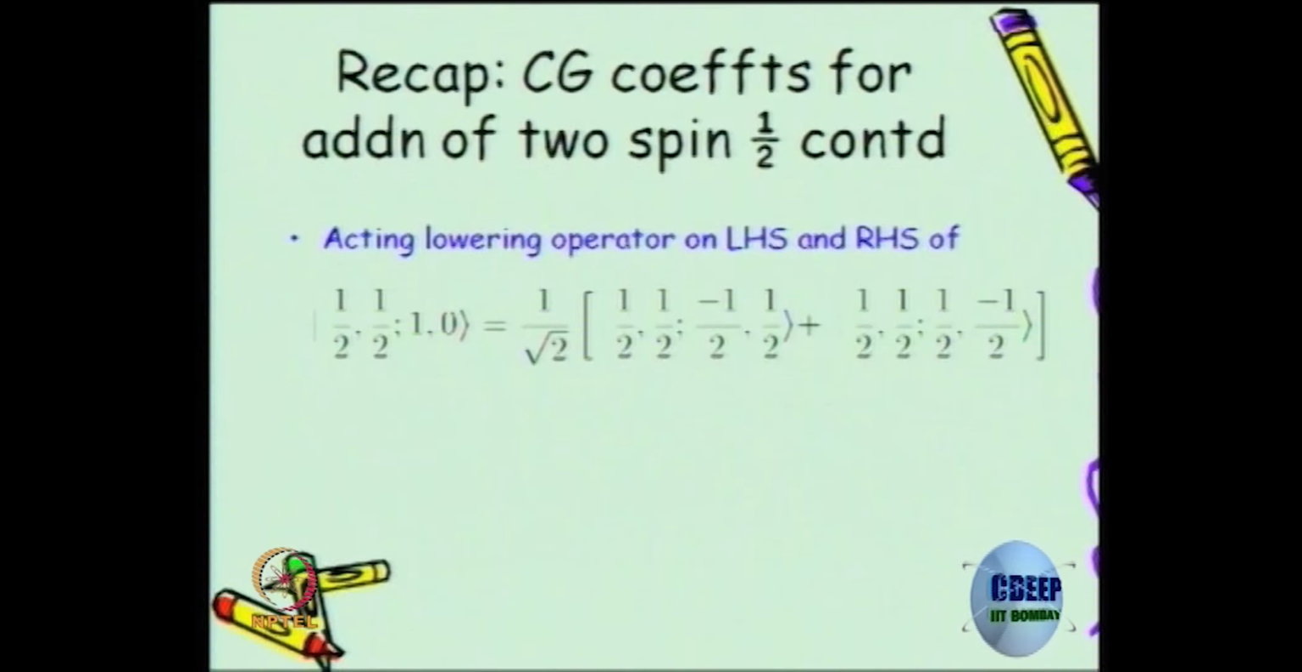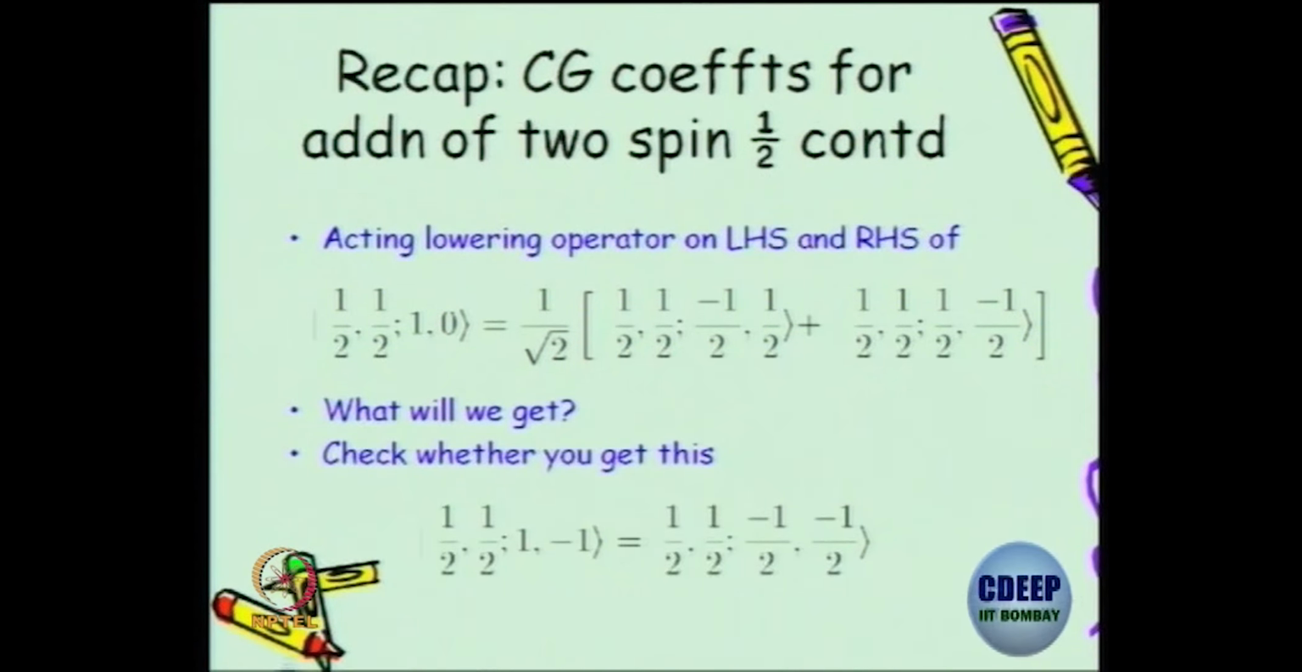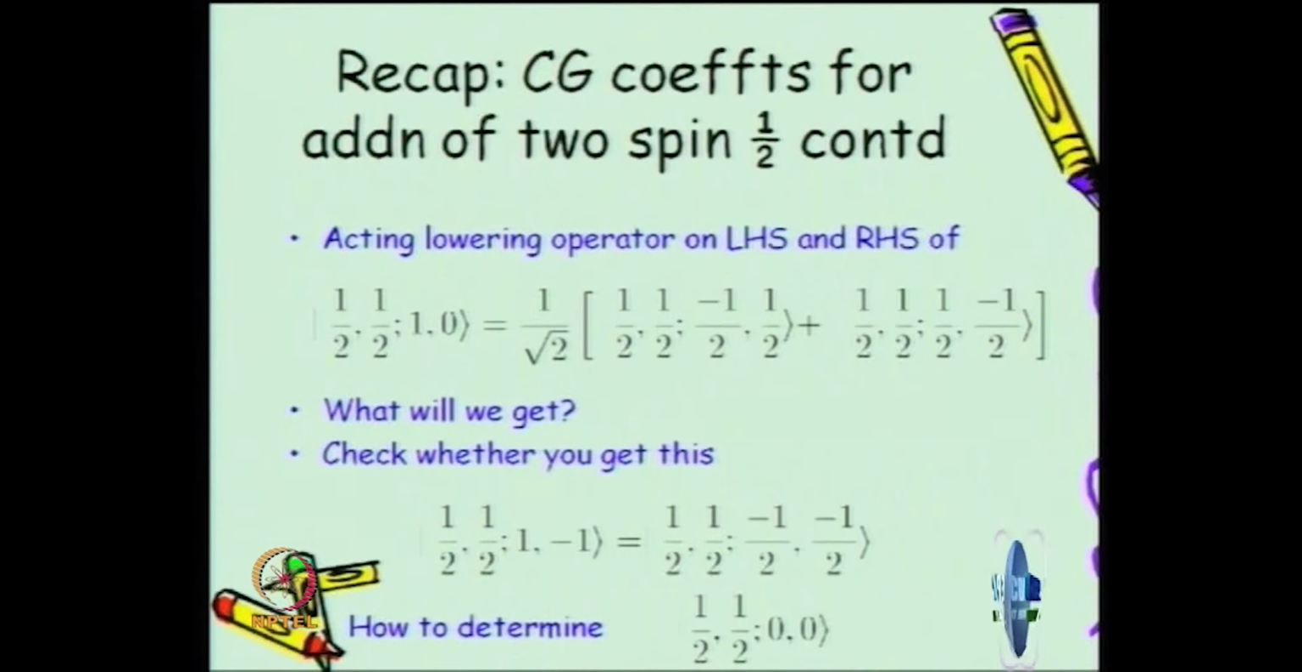Yeah, and then we also went on to say there is one more state which we have to worry about, this 1, minus 1. Again you can get it by the lowering operation. You can show that it is exactly equal to this with coefficient 1. And to determine the coupled state with total angular momentum 0 and magnetic quantum number 0, how do we do that? This state has to be orthogonal to this state, and using that you can fix the coefficients with a relative sign, and that is what we did.